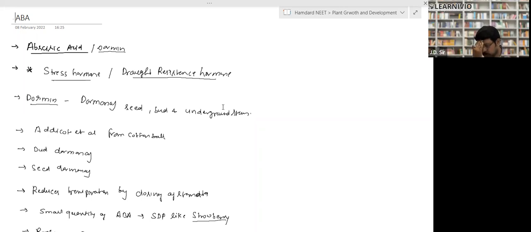It is also known as stress or drought resistant hormone, as during water scarcity or water stress, it is released in large amount, and it closes down stomata to reduce transpiration. Full stop.